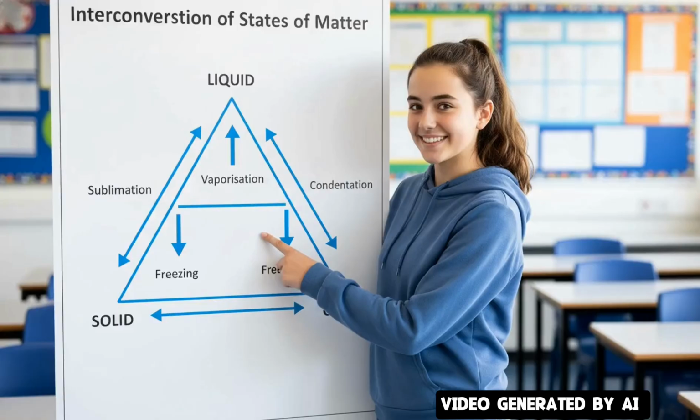In summary, matter is anything with mass and space, existing as solids, liquids, or gases. We have explored how intermolecular force and temperature changes lead to interconversion through processes like boiling, freezing, and sublimation.